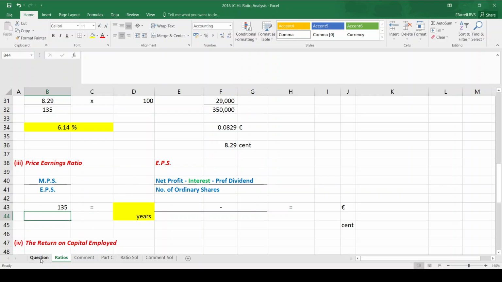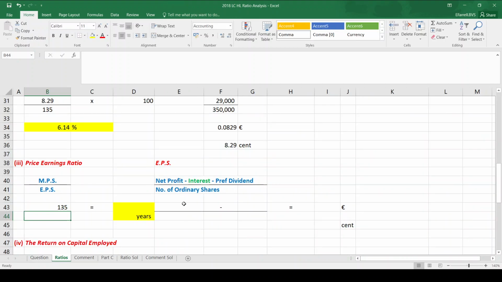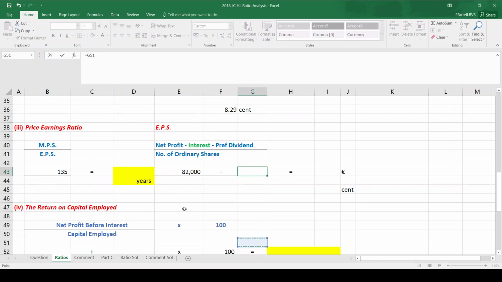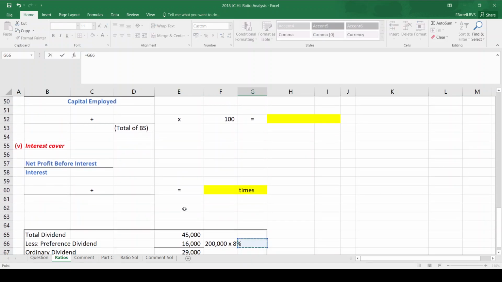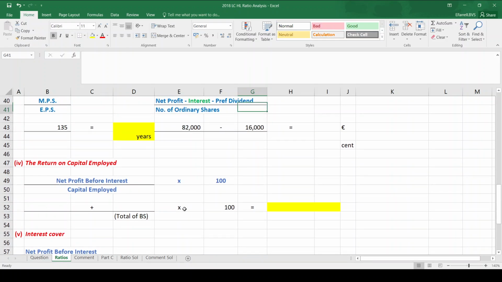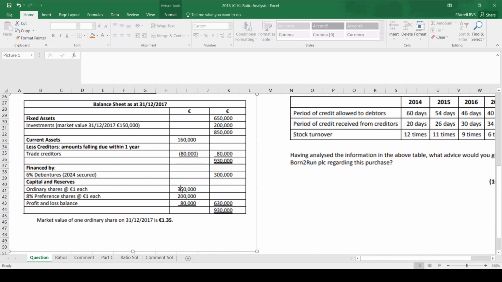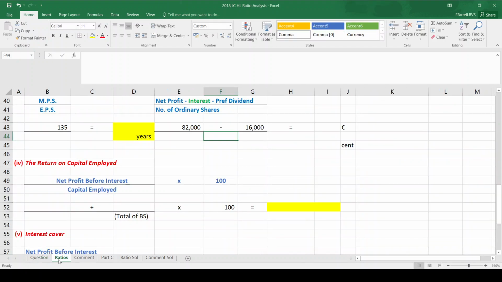So if we go back to the question, and what do I mean by that? If we go back to the question, my net profit of 82,000, that already is less interest. The interest has been taken away, so I don't need to do anything there. So net profit less interest is 82,000. So I just need to take away my preference dividend. So again, my preference dividend, I've split my dividends down below here. My preference dividend is 16,000. So it's going to be 82 minus 16 over the number of ordinary shares, which again we looked at already. The number of ordinary shares are 350,000.